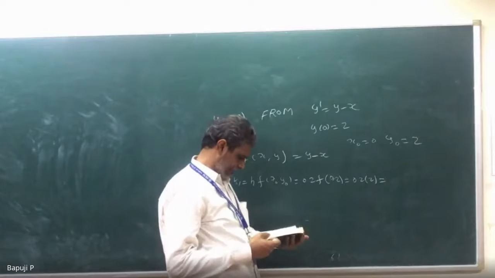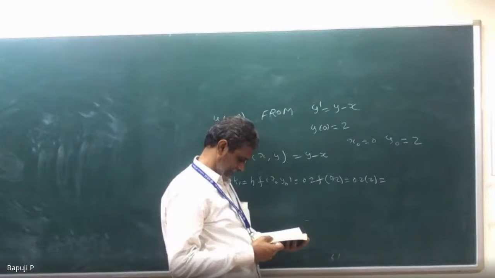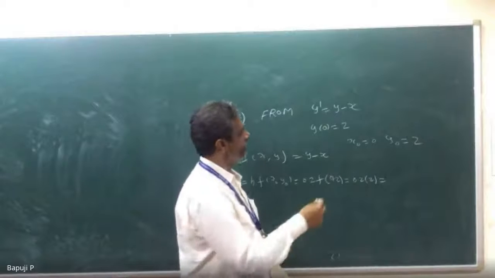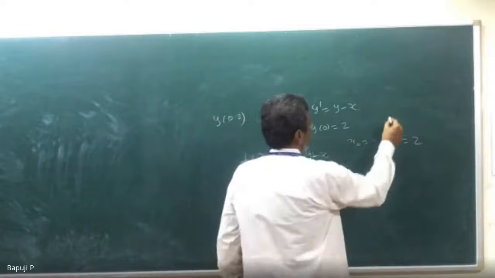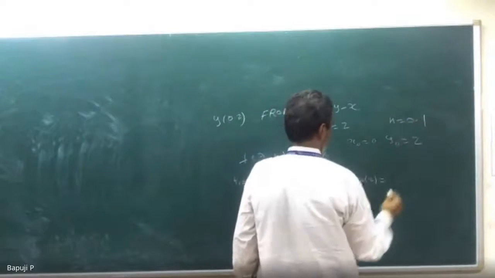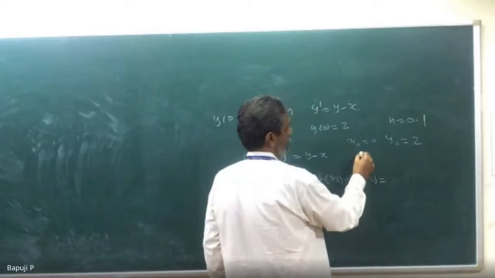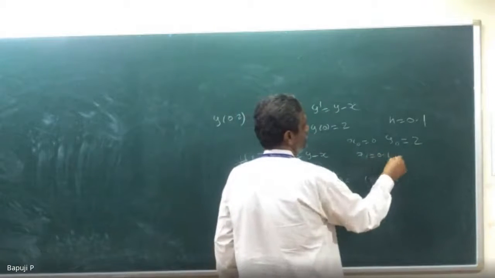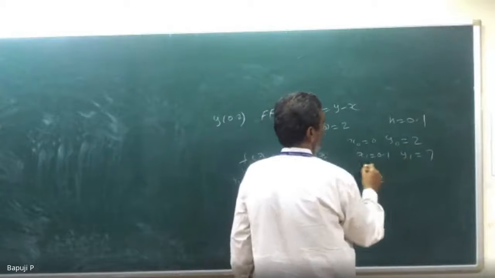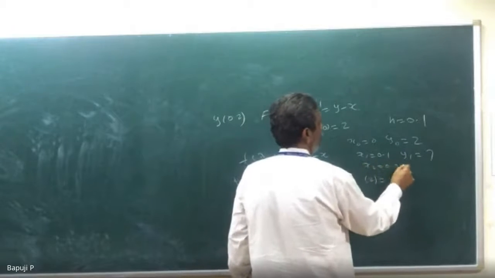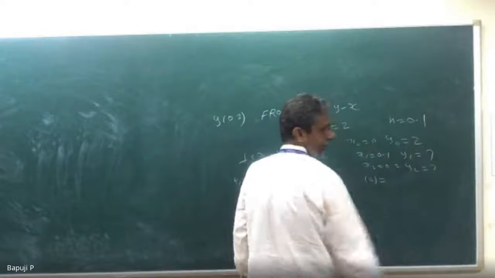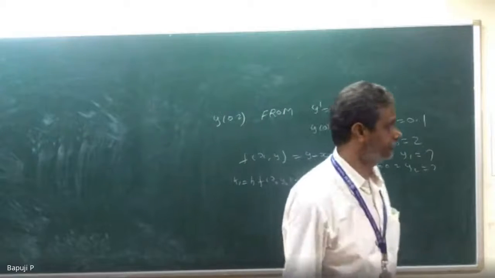Then what is the k1 value? Tell me. Sorry, taking h is equal to 0.1. H is equal to 0.1 means two steps you have to find out. X1 is 0.1, what is y1? X2 is equal to 0.2, what is y2? You have to find two values. Correct or not?